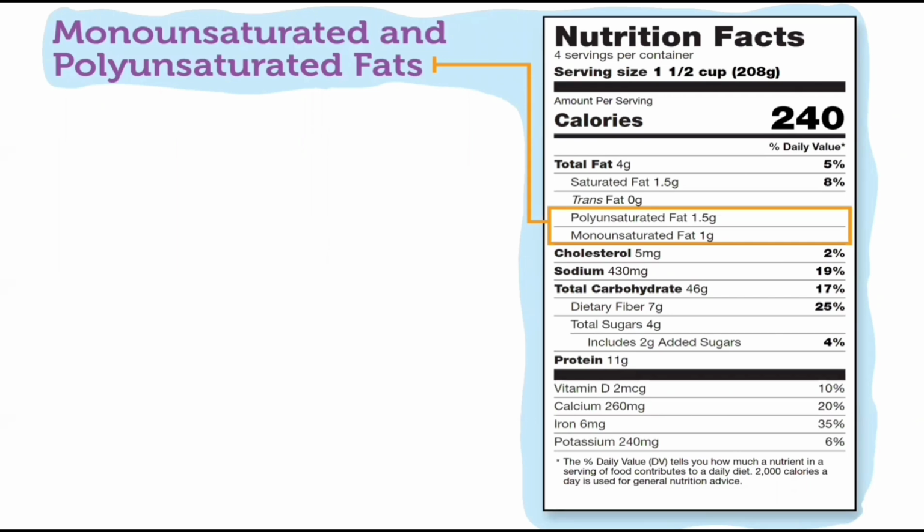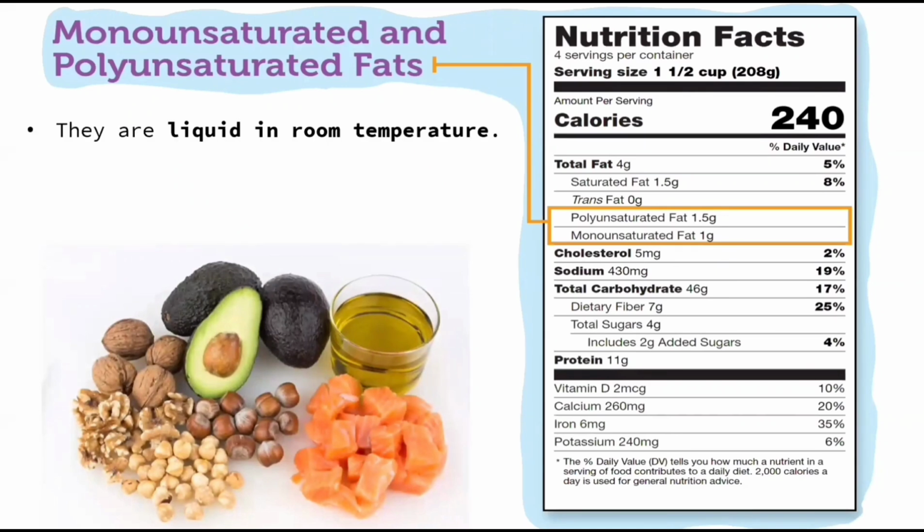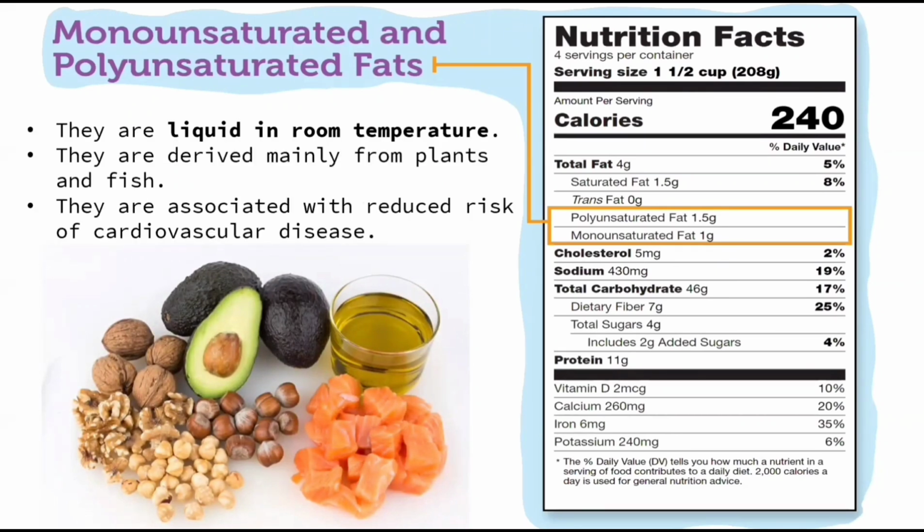Now let's see a couple of different types of fat that might be an overall better option for you. Monounsaturated and polyunsaturated fats are found in higher proportions in plants and seafood, and they're usually in liquid form at room temperature. The exceptions are some tropical oils like coconut and palm oil. In comparison with the saturated fats, the monounsaturated and polyunsaturated fats are associated with reduced risk of heart disease.